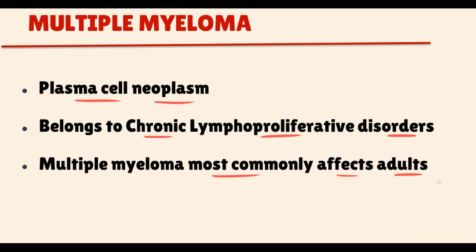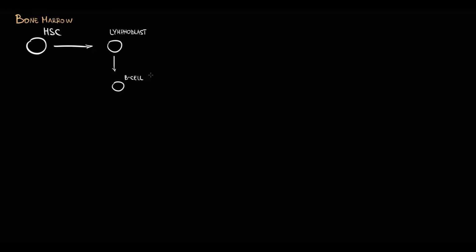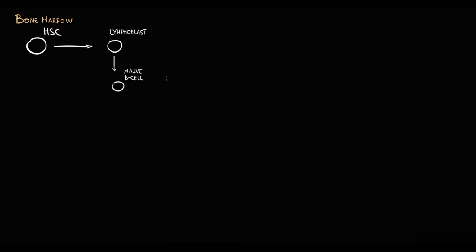So how does multiple myeloma develop? Recall that in lymphopoiesis, initially in the bone marrow, stem cells undergo differentiation into the lymphoblast. Some of the lymphoblasts remain in the bone marrow, where they undergo differentiation into the B lymphocytes. Let's call them B cells. These B cells are naive, they do not produce any specific antibodies yet.